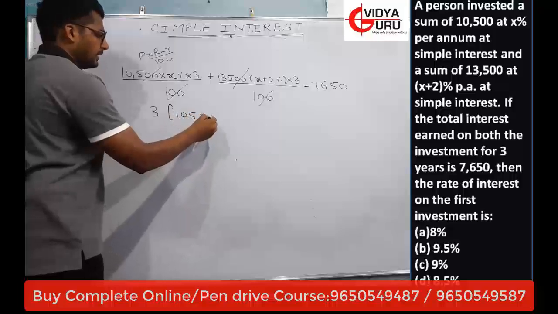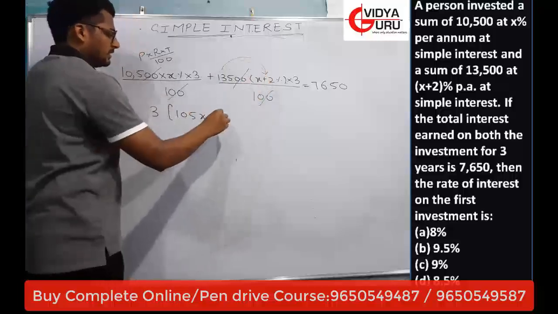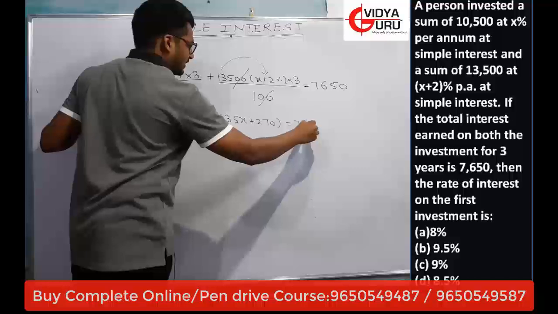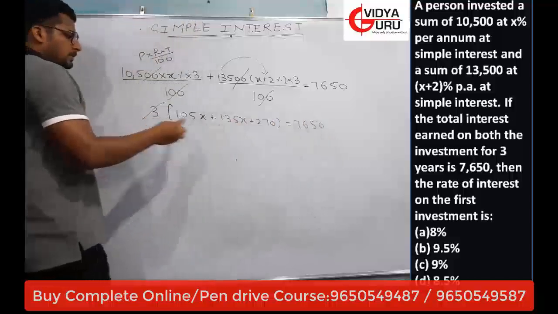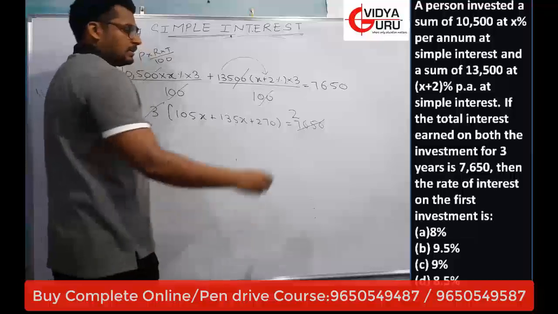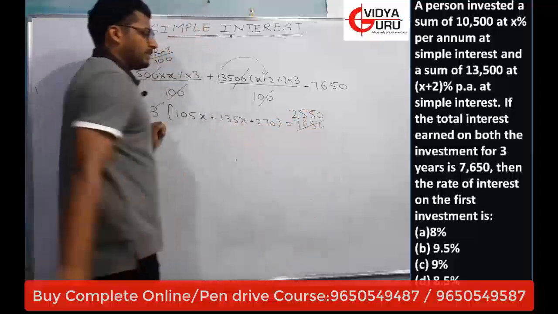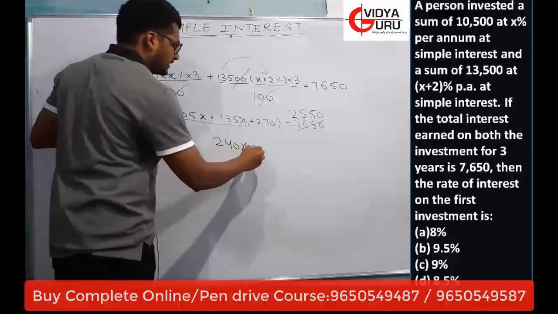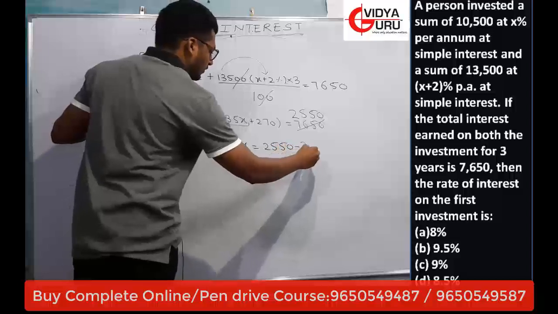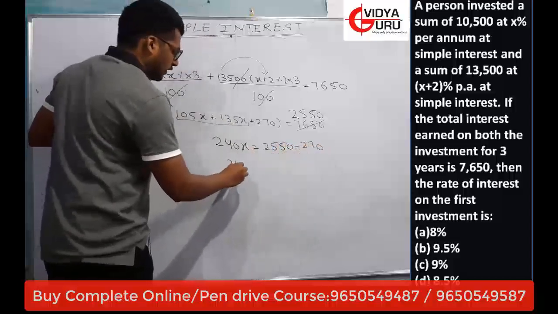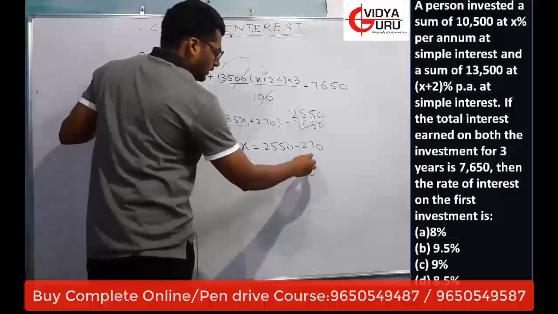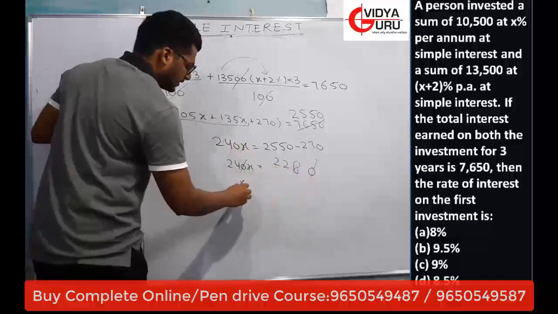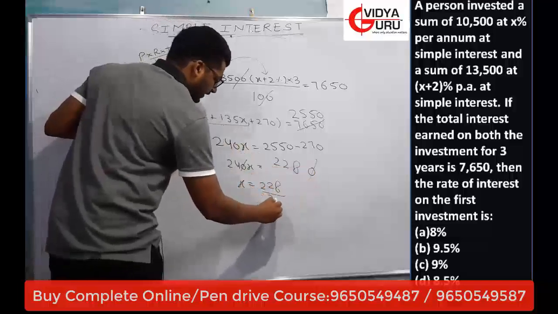105x, and here, if I multiply this, 135x plus 270 and 7650. 3 to the 6, 3 5 is a 15, 2550. This will become 240x equal to 2550 minus 270. 240x will be equal to 2280. We can cancel out the 0. x will be equal to 228 by 24.